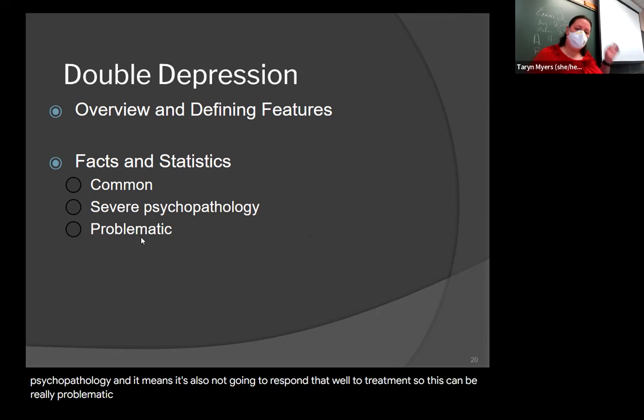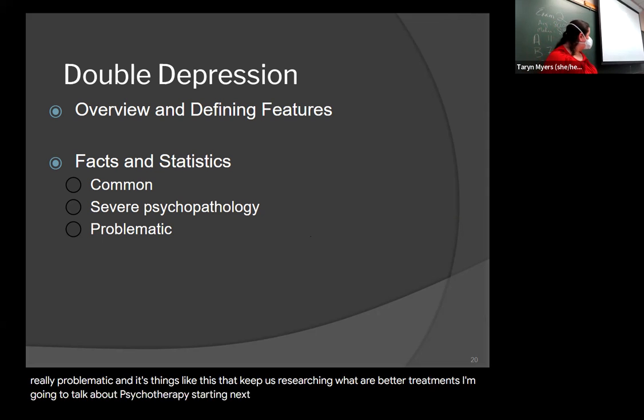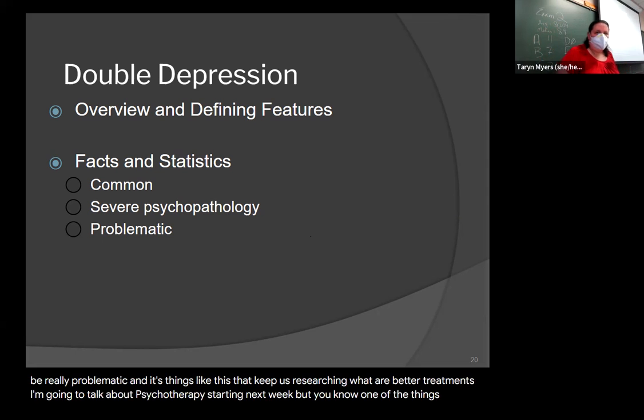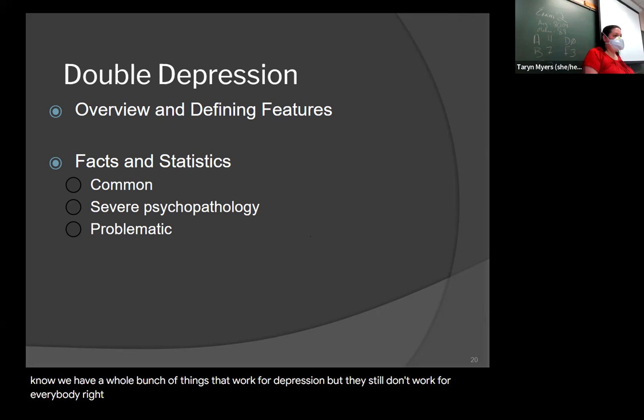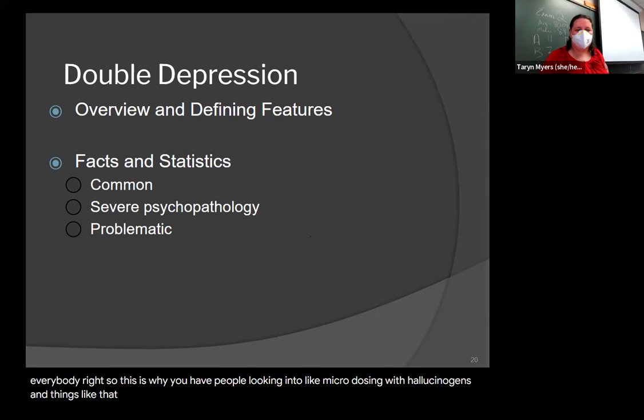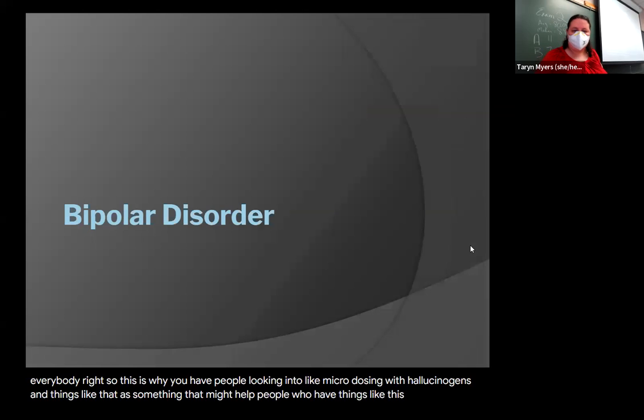And it's things like this that keep us researching what are better treatments. And we're going to talk about psychotherapy starting next week. We have a whole bunch of things that work for depression, but they still don't work for everybody. Right. So this is why you have people looking into micro dosing with hallucinogens and things like that as something that might help people who have things like this.